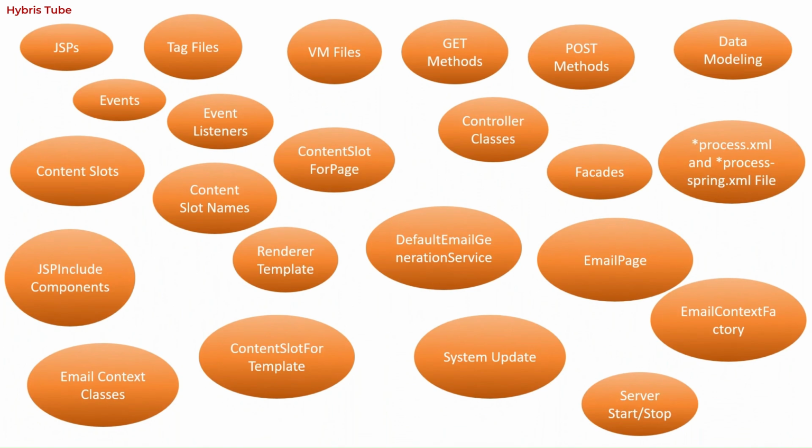For example, you will create the JSP, tag files, events, event listeners, content slot for page, VM files, get methods, controller classes, post methods, facades, data modeling concepts. You will be using the data modeling concepts also. You will also be creating the process.xml and process spring.xml file. You will also create multiple CMS components like JSP include components, render templates, default email generation service.